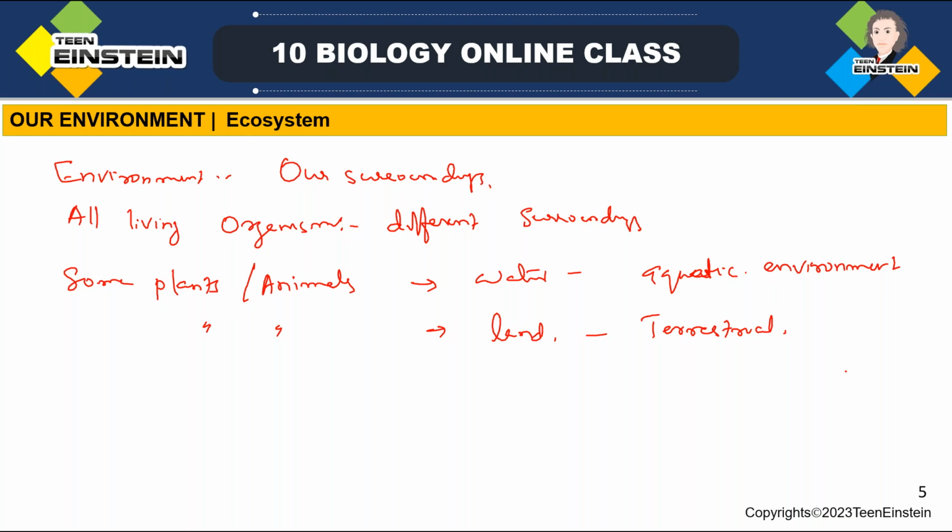So living organisms live in different surroundings. Some plants and animals are completely living in water. They are called aquatic plants or aquatic animals. So that environment is called the aquatic environment. Then some others, some plants and animals, are living on land. They are called terrestrial plants or terrestrial animals. Okay, so man, human beings, they are also leading a life in different surroundings, right?